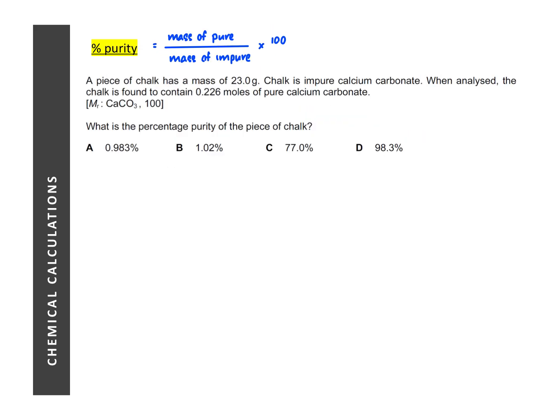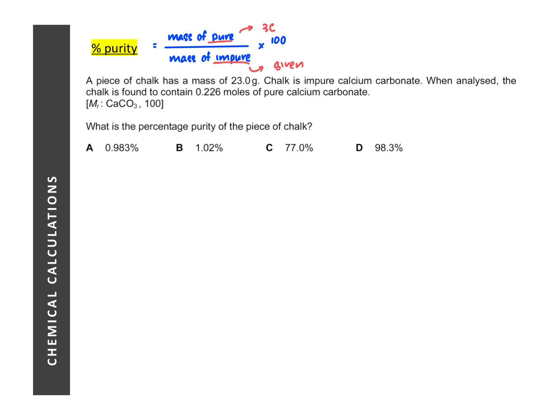Next, we look at a question for percentage purity. For percentage purity questions, the first thing you need to recall would be the formula for percentage purity, which is the mass of pure over the total mass of impure times 100. Now for a percentage purity question, usually the mass of the impure substance is given in the question, and for the mass of pure you need to apply 3C to calculate the mass of your pure substance.